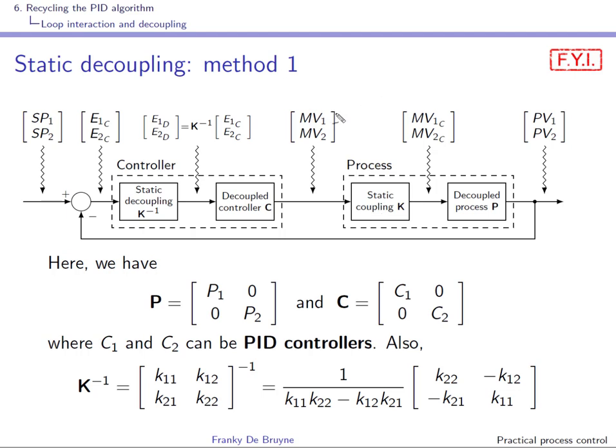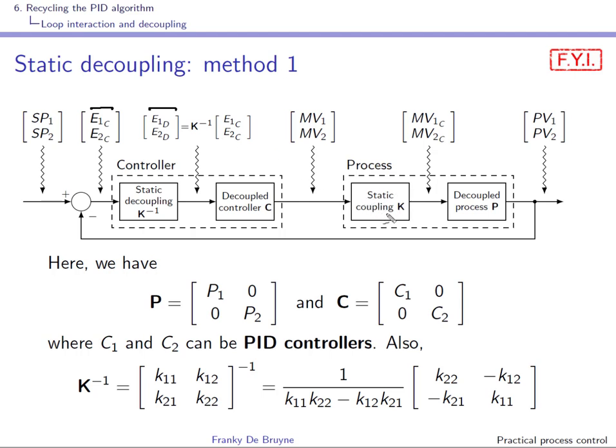We have a process with two inputs and two outputs, so the set point is also a vector with two outputs. If you compare the set points with PV, what you have here is a control error, and we'll call this the coupled control error. What you can do is obtain the so-called decoupled control error, and it will be obtained from the coupled error by pre-multiplying by the inverse of the static coupling.